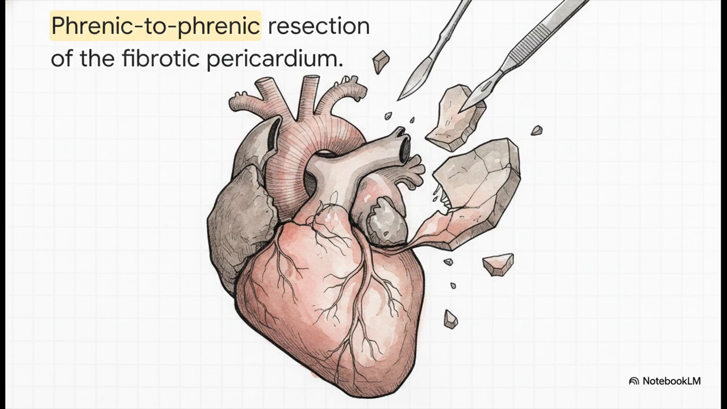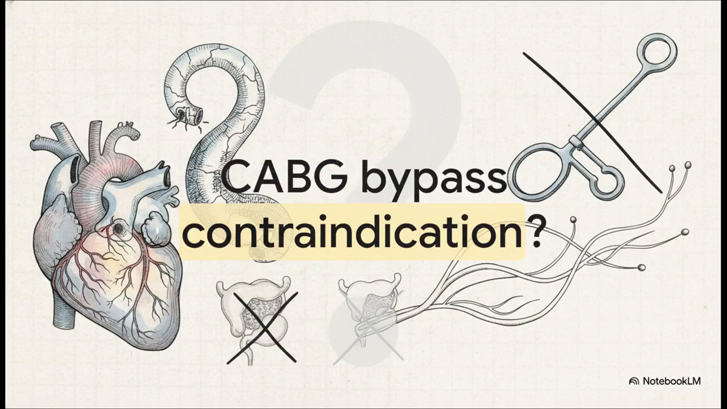Constrictive pericarditis essentially means there's a non-compliant calcified pericardial sac that severely restricts normal diastolic expansion. And because this restriction is 100% mechanical, medications are completely useless here. The surgeon actually has to physically strip away that dense epicardial shell. They perform what's called a phrenic-to-phrenic resection of the fibrotic pericardium to completely free up both ventricles and finally restore normal filling dynamics. Moving to question 19.